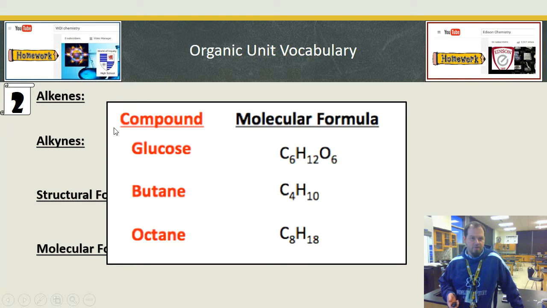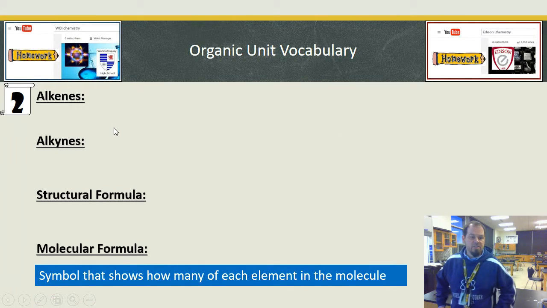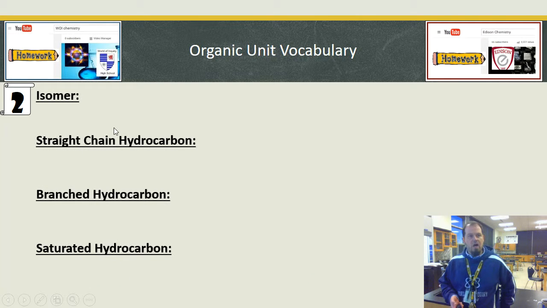Molecular formula is a little bit different. Molecular is just what we're used to. The atom and the number following it is a subscript. So C6H12O6 is a molecular formula. We'll have to make those. This is the symbol that shows how many of each element are in the molecule. Notice it does not show me the arrangement. The arrangement comes from the picture, and I can count up however many atoms and get the number that way. Okay. Molecular formula, just how many.